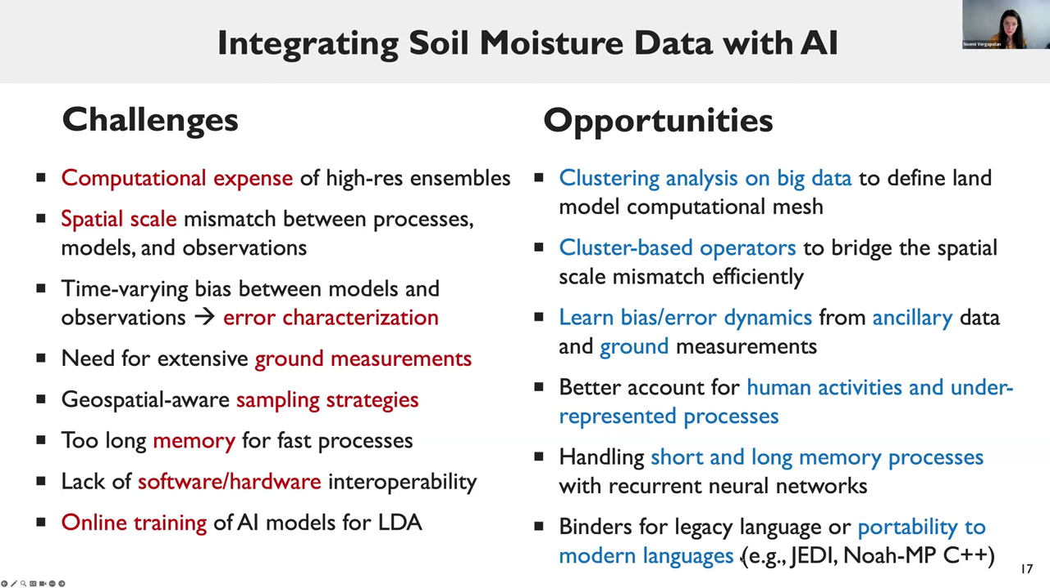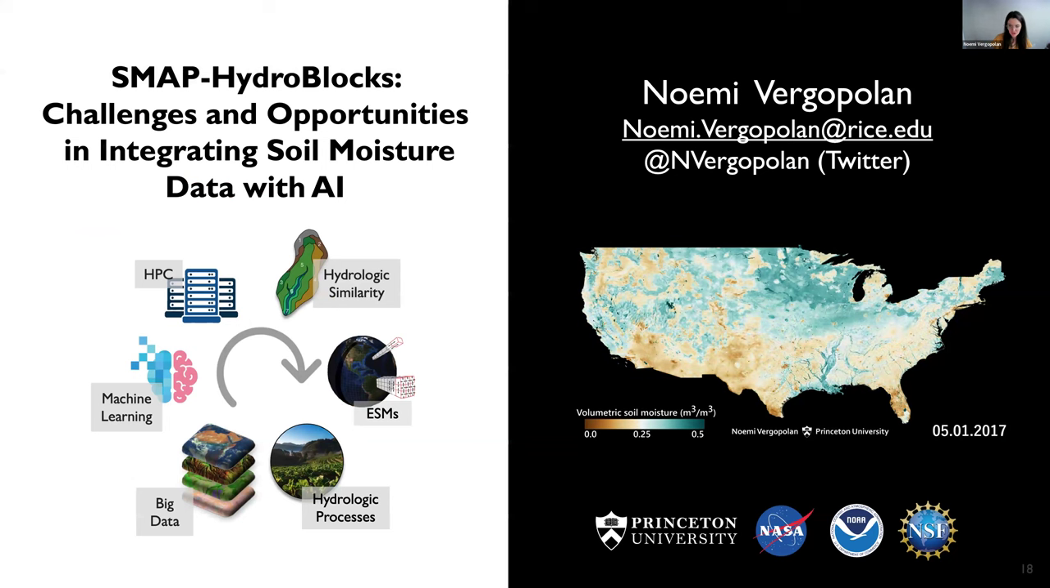And I think one of the challenges is the lack of modern software and hardware in our current land models and numerical weather prediction schemes, which are built on legacy code. So we do need to start to port our software to modern languages. And I think the efforts from JEDI, for instance, as well as from the NOMP community, to transition the code from Fortran to modern C language will definitely help us move forward with building and bridging these two different communities with land data assimilation. And with that, I thank you for your time.